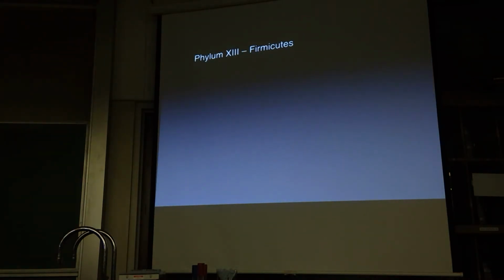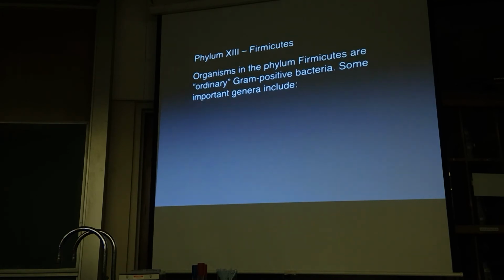The next phylum is the phylum Firmicutes. Again, never mind the number. These are ordinary gram-positive bacteria. So the proteobacteria were ordinary gram-negative, and some unusual gram-negative. These are ordinary gram-positives. The first important genus is Clostridium.